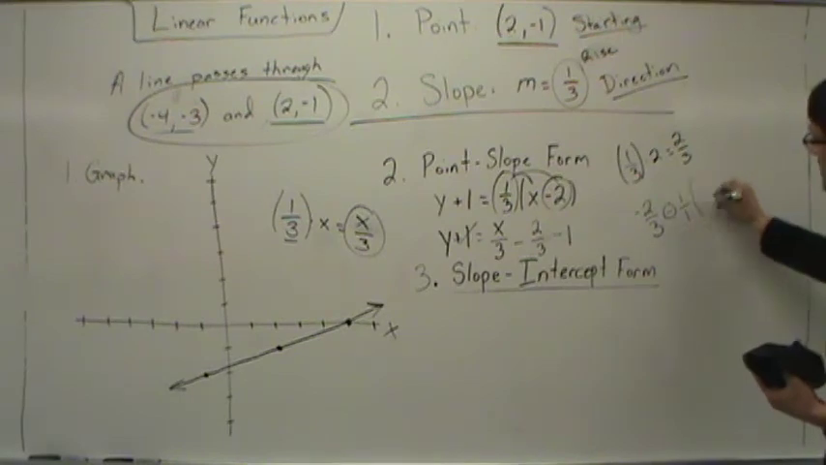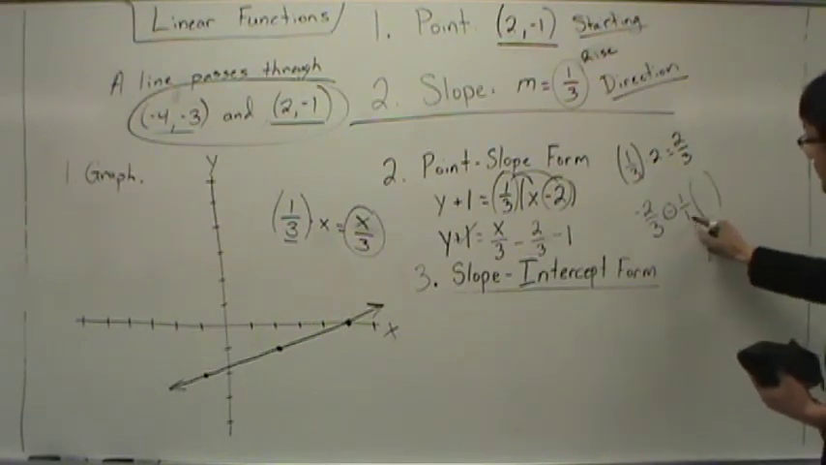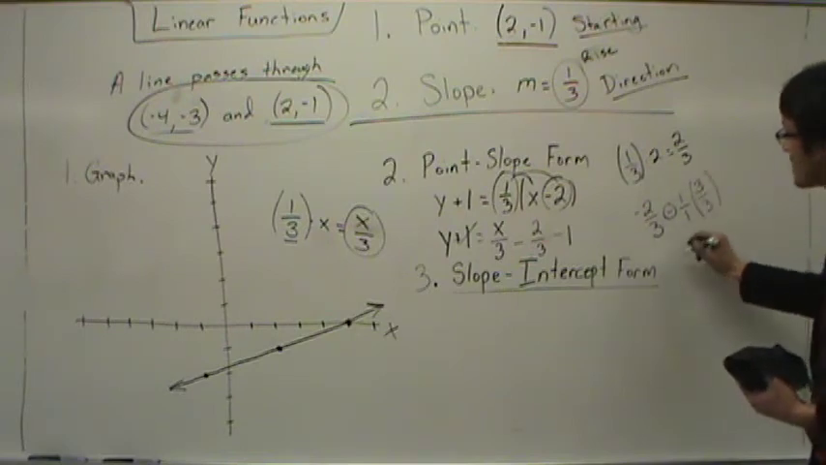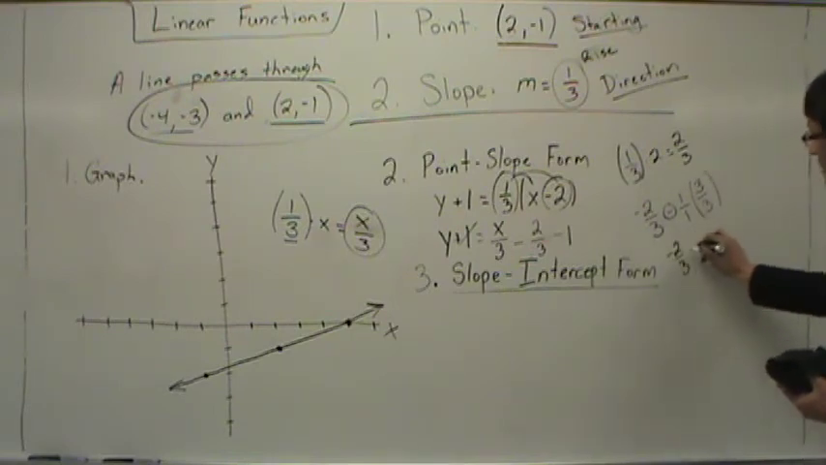Just so it helps you see, what do we multiply the denominator by? We have to multiply the 1 by 3. If we do this to the bottom, we also do this to the top. So negative 2/3, 1 times 3 is what? 3. So we have minus 3 over 1 times 3 is 3.